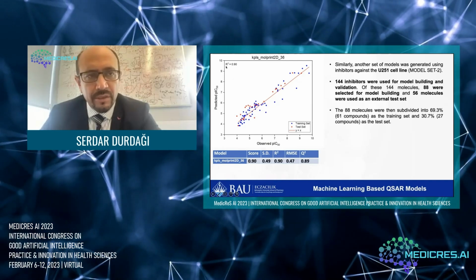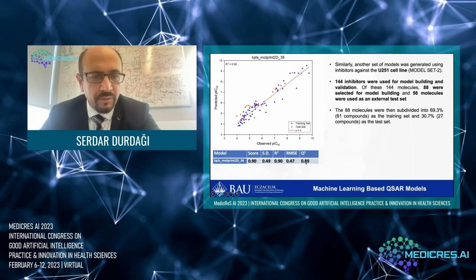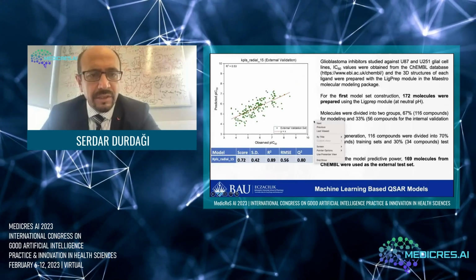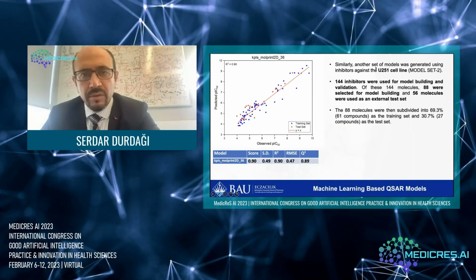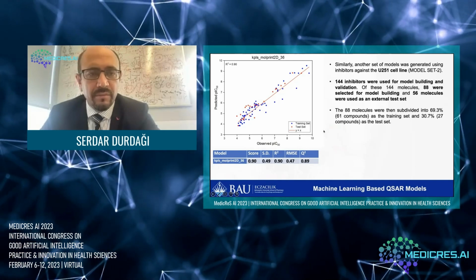Now our R square value is quite large, quite good, 0.90, and Q square value is 0.89. Actually, similar to the previous one, as you can see here, but the Q square value is better than the previous one. So it looks like using the U251 cell lines gives a better result.